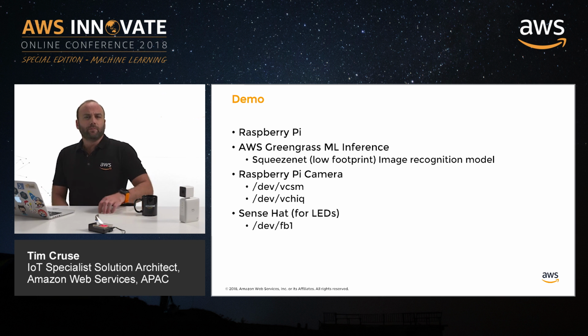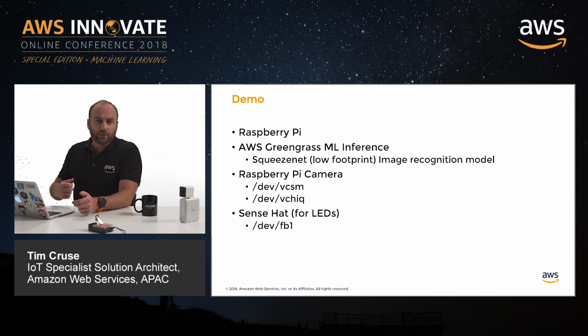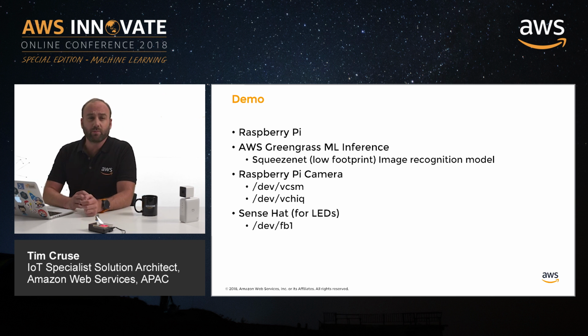So for this demo, I'll be using a Raspberry Pi, the Raspberry Pi camera, and the Raspberry Pi SenseHat. I'll be setting up multiple local resources to use my camera within my Lambda functions. To use my camera, I'll connect to /dev/vcsm and /dev/vchiq. And to use the SenseHat, I'll connect to /dev/fb1. As you can see, I'm only using the Pi SenseHat for its LEDs.